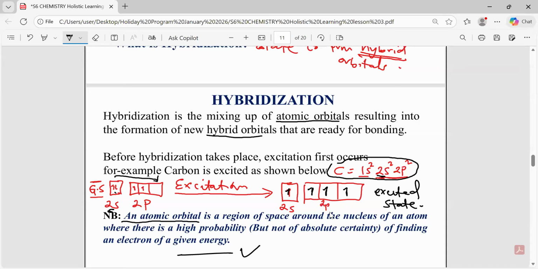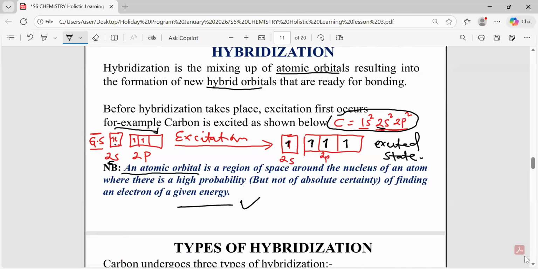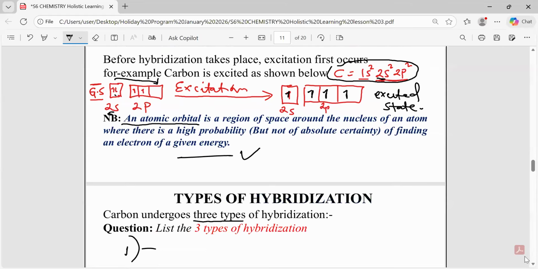After that happens, as we are going to see under the types, the 2s attaches to the p orbital to become an SP3 or SP2 or SP hybrid. We are going to see that. We also had to understand an atomic orbital: it's a space around the nucleus of an atom where there is a high probability of finding an electron. This knowledge helps us understand how carbon, a non-metal, is able to bond with other elements, especially as a central atom.